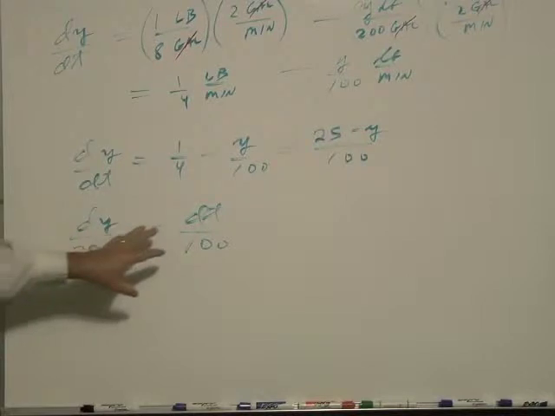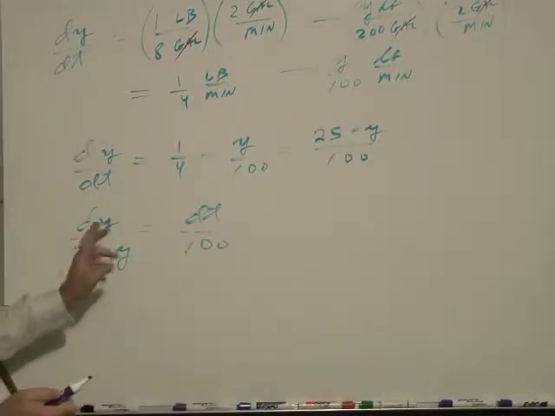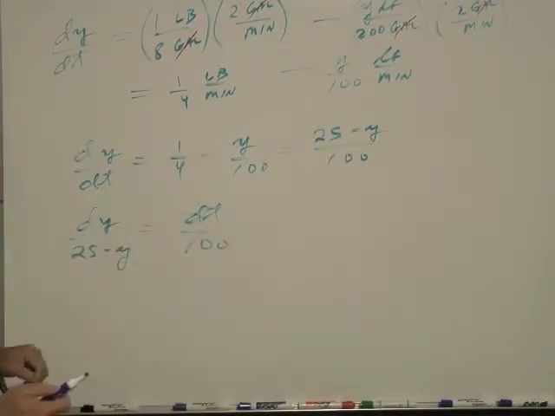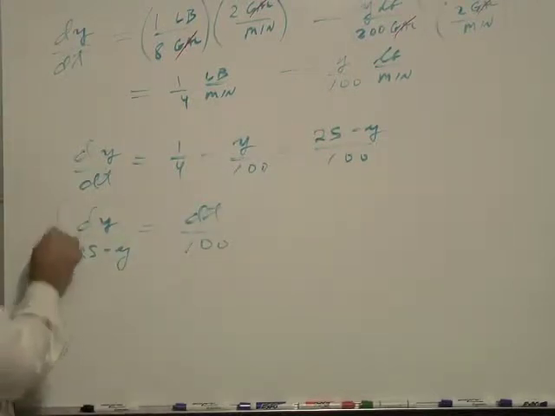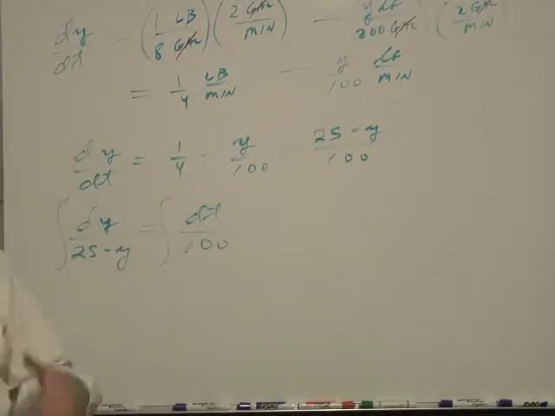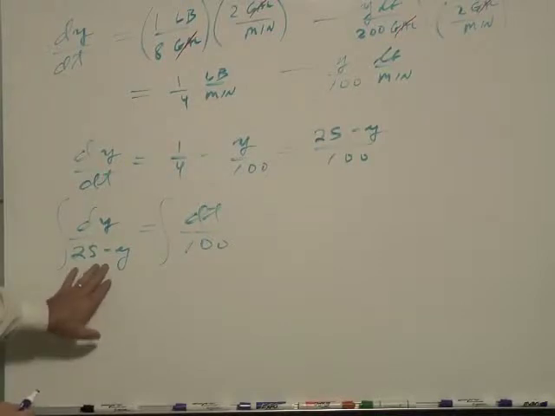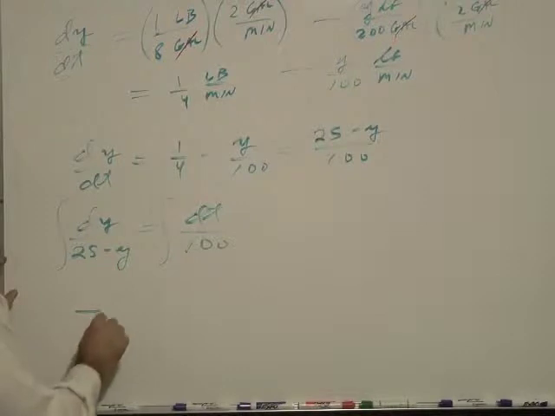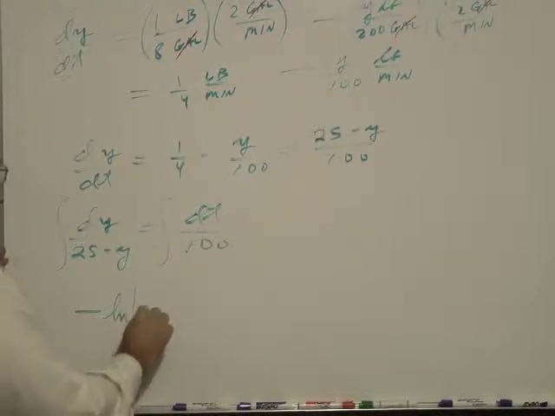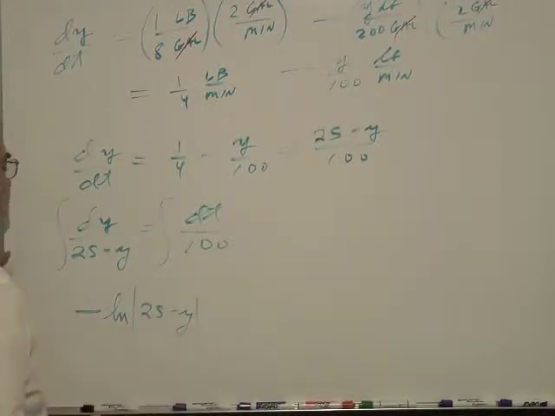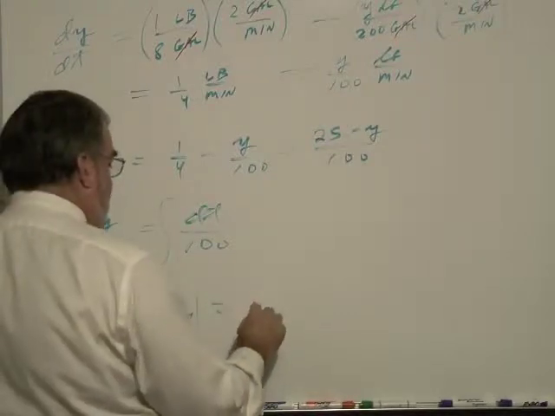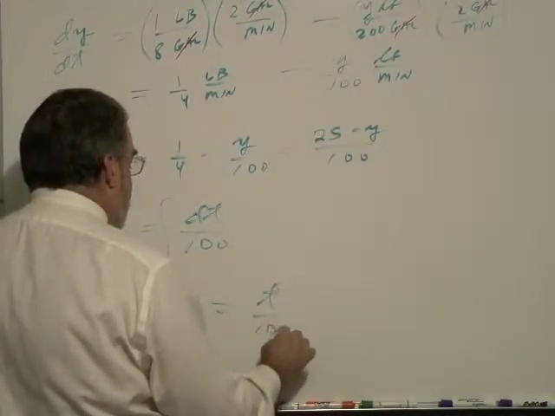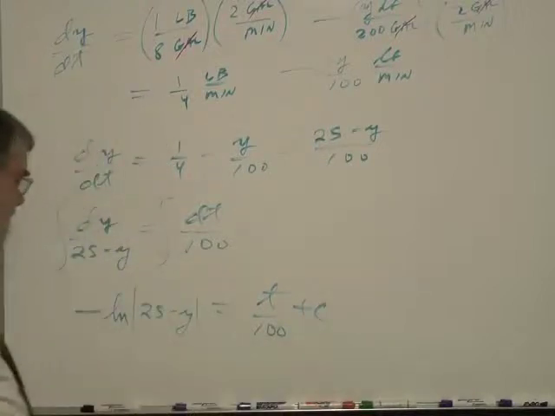So I've reorganized the differential equation. I have a differential on both sides. I have the y's separate from the t's. And now I'm going to integrate, because I can do that. Once I have the differentials separated, we can integrate this thing. So what happens when you integrate here? Well, we're going to get a logarithmic form. It'll be negative natural log, absolute value, 25 minus y, equals t over 100 plus a constant.